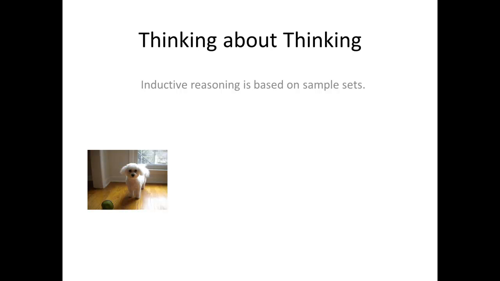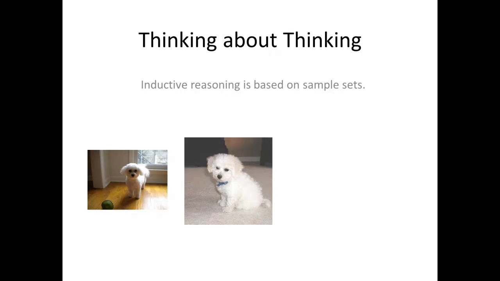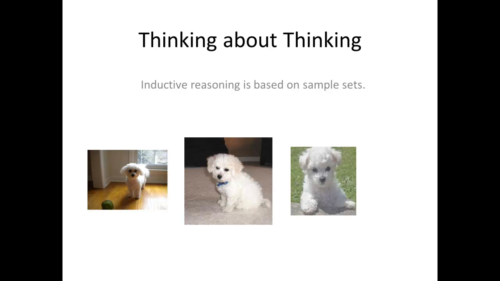Well, I've got to go out and make other observations. So what I do is go out and make a second observation. And here's a picture of another Bichon. I might go ahead and add to my sample set by observing a third Bichon. And then maybe go out and do this again and observe a fourth Bichon.